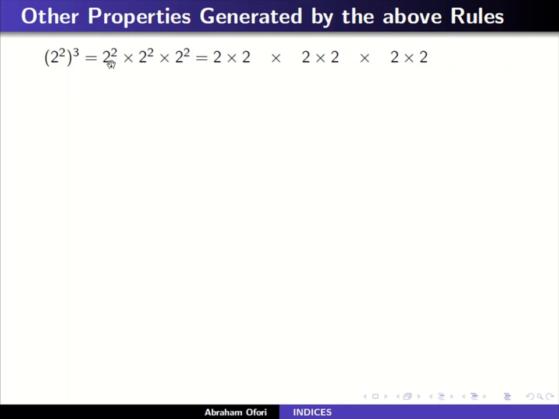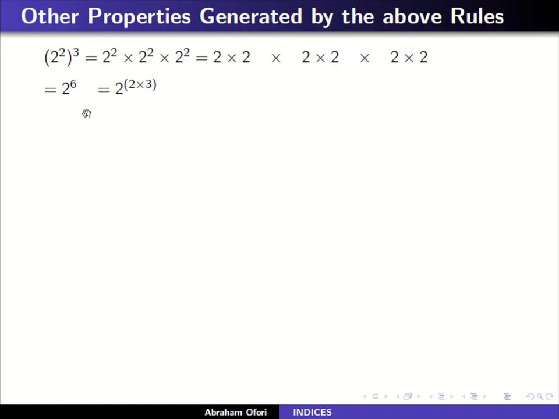Now this 2 squared can be simplified as well: 2 times 2. This one can be simplified as this, and this can be simplified as this, so they're all being multiplied. And from the multiplication rule, we can count them 1, 2, 3, 4, 5, 6, and write it as 2 to the power 6. And if you can see this clearly, then this is the same as multiplying these powers. So simply, had I known that this was the same as this, I'd just write it straight like that: I multiply this and this, and I get 2 to the power 6.